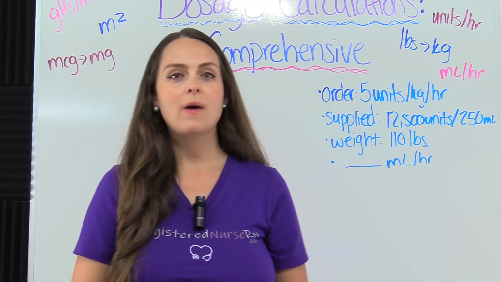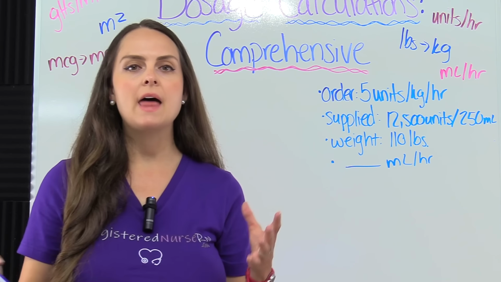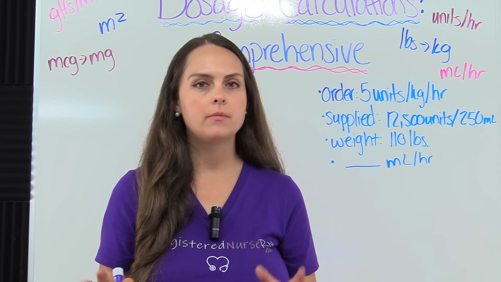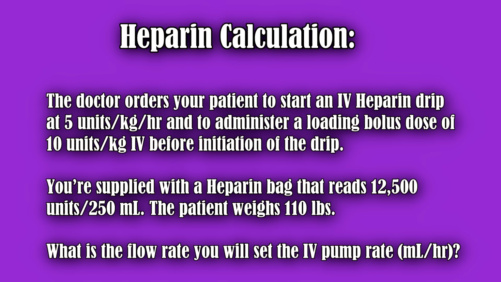Now we're going to solve another weight-based calculation, but we're going to apply that to the medication heparin because I want you to be able to see how to work a problem like that. So our problem says the doctor orders your patient to start an IV heparin drip at 5 units per kilogram per hour and to administer a loading bolus dose of 10 units per kilogram IV before initiation of the drip. You're supplied with a heparin bag that reads 12,500 units per 250 mLs. The patient weighs 110 pounds. What is the flow rate you will set the IV pump rate?